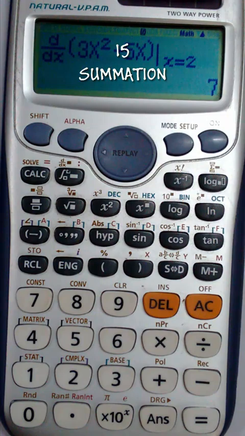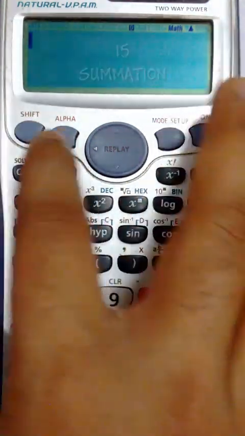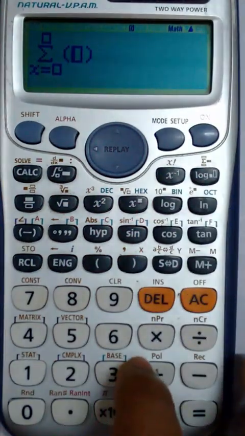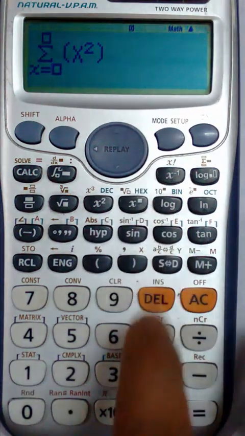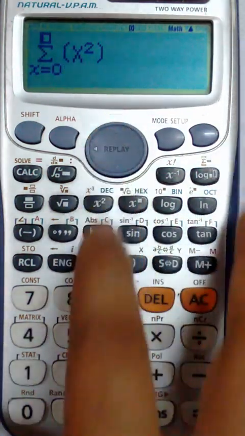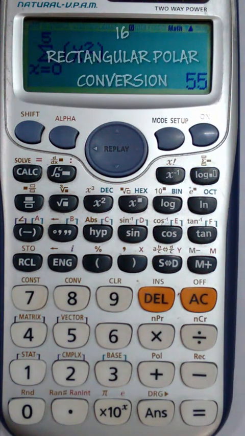Next technique is for the summation purpose. Press shift summation, alpha x square, where values vary from 0 to 5. You get this result, 55. The next technique is for the rectangular polar coordinate conversion.